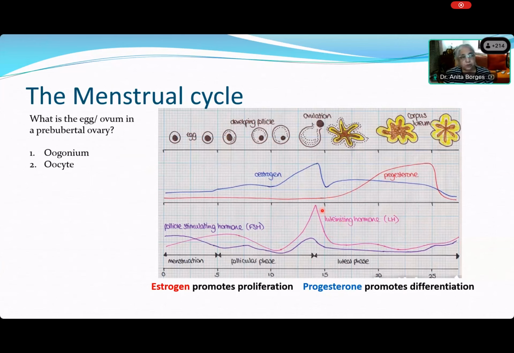Very good. Now, can you answer this question, Nargis? Here we've got all these pictures. What is the egg or ovum in a prepubertal ovary? Oogonia. Acha. Rupali, what do you think? The oocyte. Yes, you're absolutely right. It is the oocyte. The oogonium is seen only in fetal life.